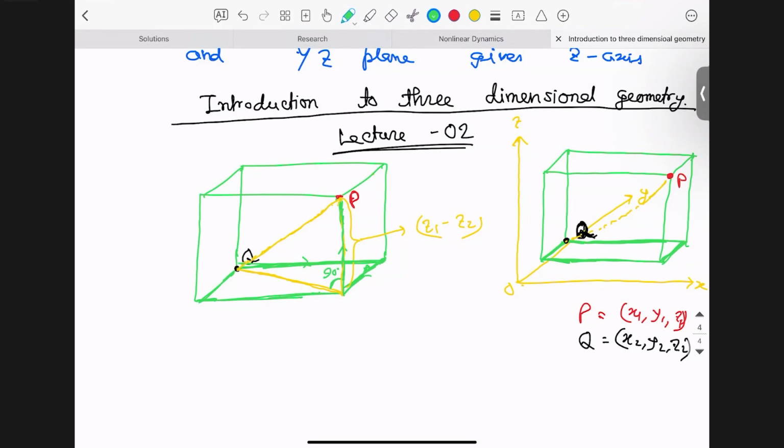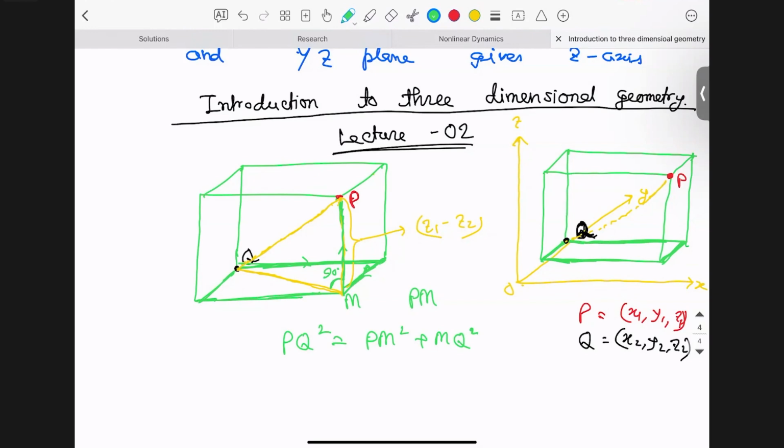Okay, so this is P, and if I say this is point M, then we obtain this PM. To get PQ, for the right angle triangle, you can say PQ square equals PM square plus MQ square.